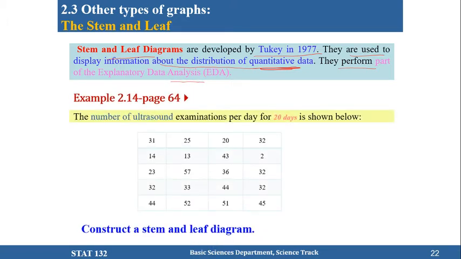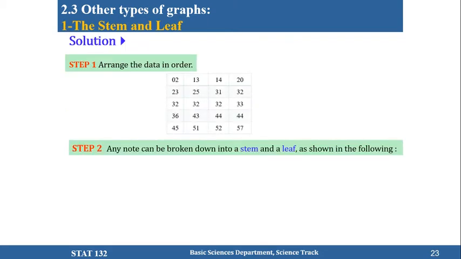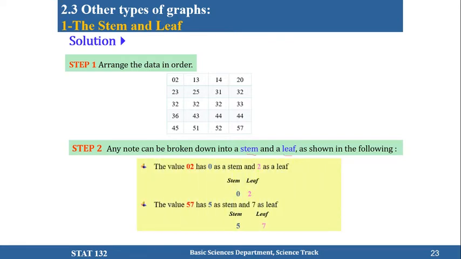Now we have the number of ultrasound examinations per day in 20 days in a hospital, I guess. So we construct a stem and leaf diagram. In this diagram, you treat them all as 2-digit numbers, and the first digit will be your stem, and the second digit will be the leaf. For example, you take 2 as 02, and 57 as 5 and 7. So this will be the stem and this will be the leaf. When you look at the numbers here, for example, having the stem 5, the first digit becomes 5. You have 7 leaves here.